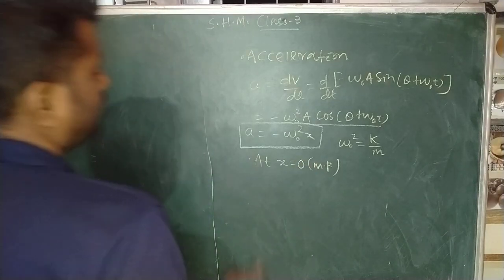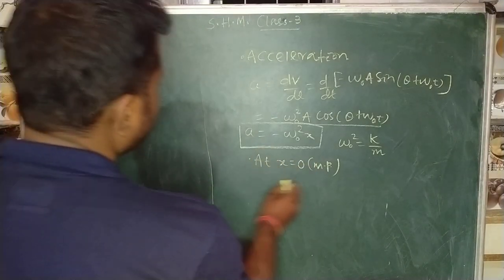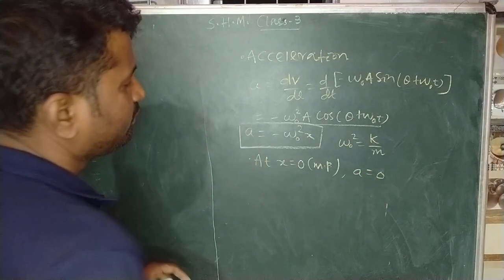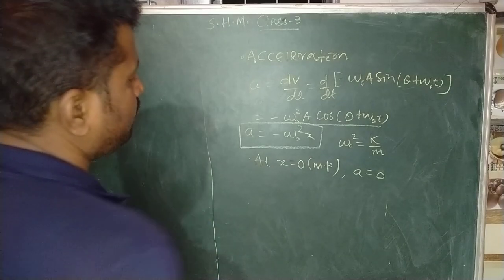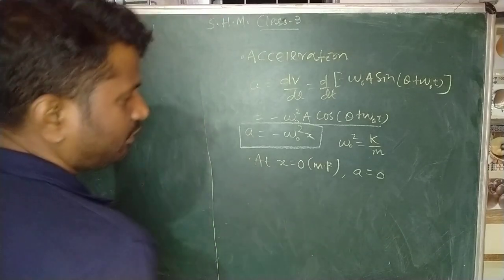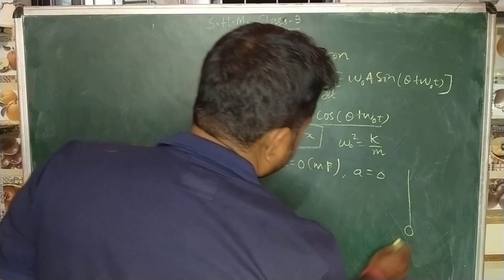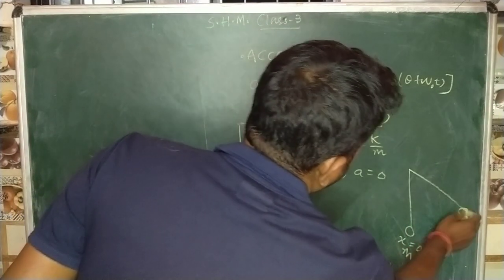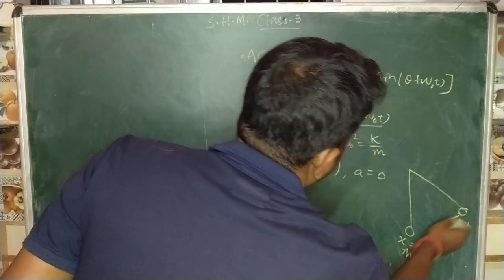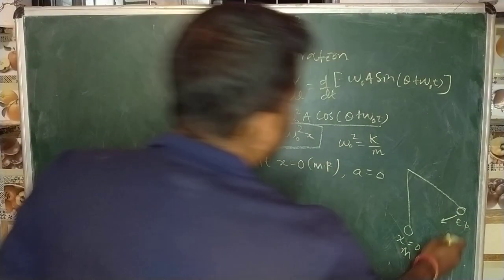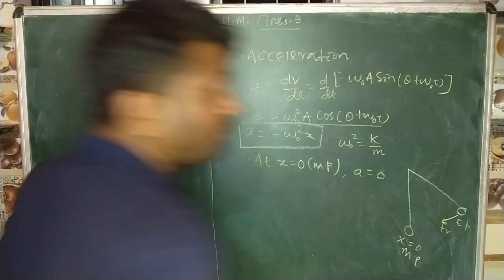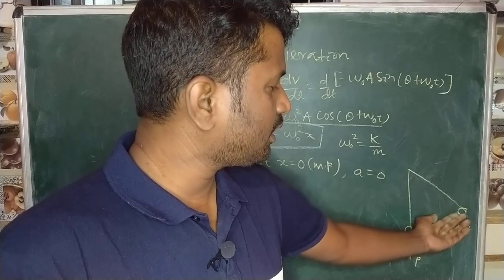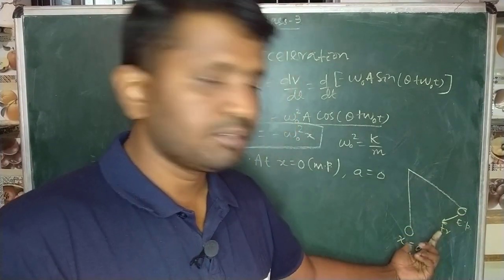At x equal to 0, a will be how much? A will be 0, simply x 0 means a 0. So acceleration will be 0 at the mean position. Suppose this is x equal to 0, the mean position, and this is the extreme position, and restoring force starts here. What is the role of restoring force in simple harmonic motion? It simply retraces the oscillator towards its mean position.